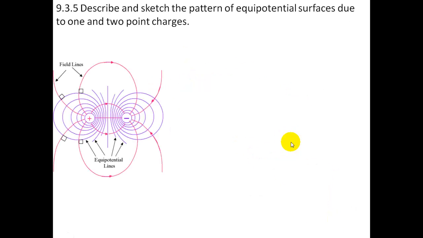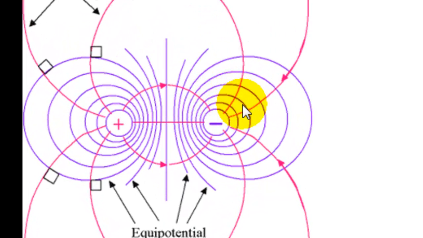And of equipotential surfaces due to 1 and 2 point charges. Now, the pink lines here are the electric field lines going from positive to negative, this way. The equipotential lines will always be at 90 degrees to the field lines. You notice this line here, and so on. So this is when you have a positive and negative charge. This is what the field pattern will look like, and this is what the lines of equipotential will look like.